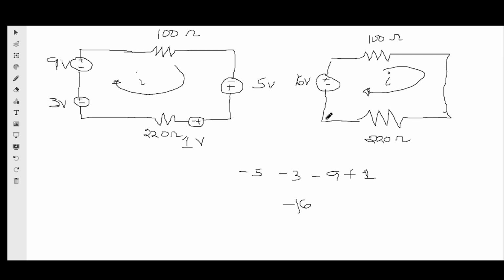So I've combined the sources. What is the next thing to do? Basically, we want to get the value of I. So after combining the sources, what will I do? I'll use KVL, Kirchhoff's voltage law. And what would that be? That will be, let's say the voltage on 100 is V100, plus V220 minus 16 equals 0. That's by KVL.